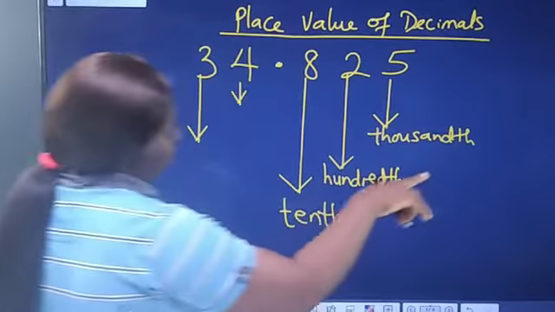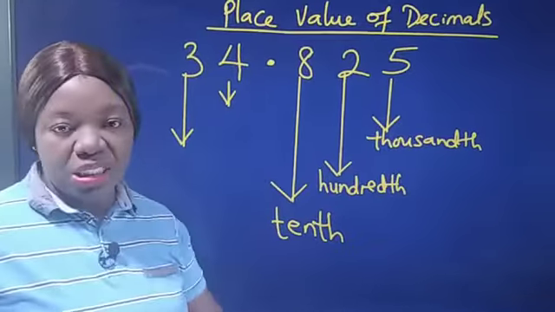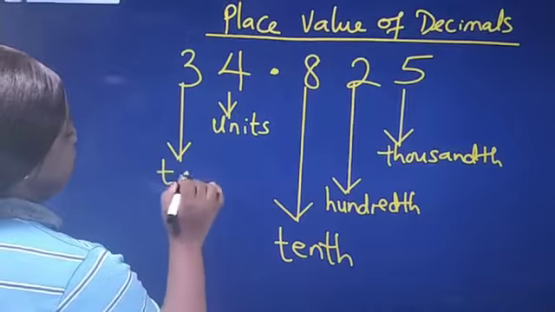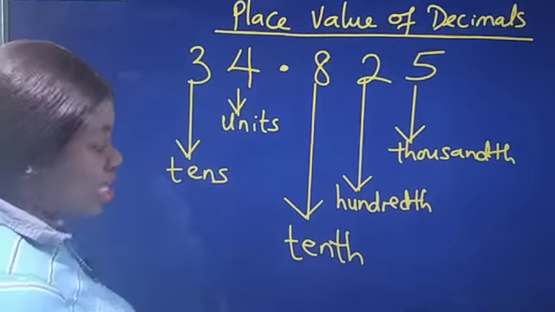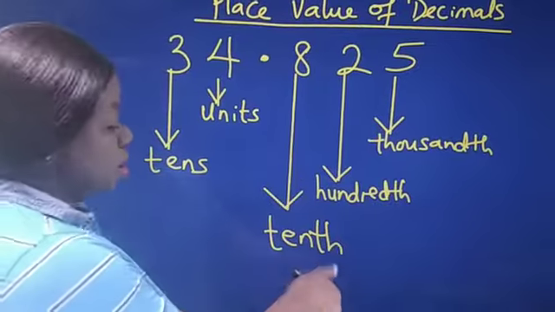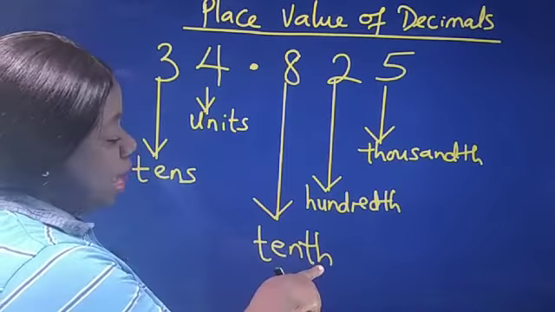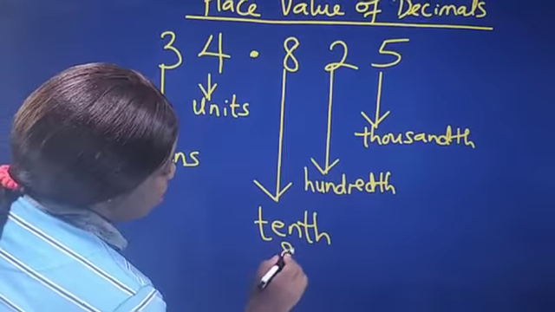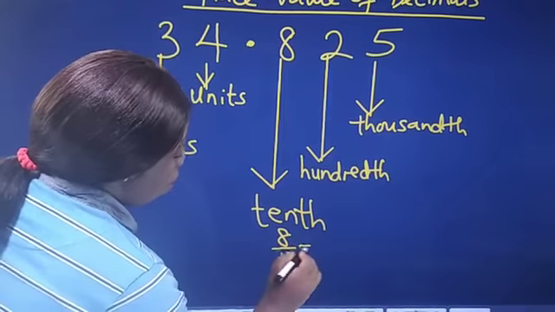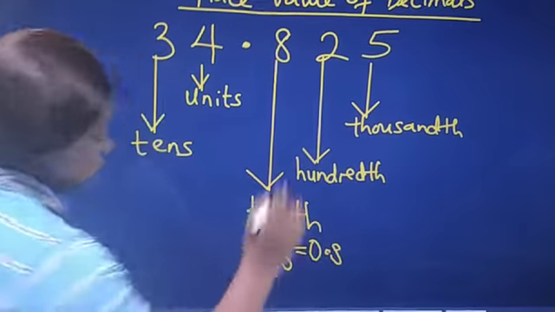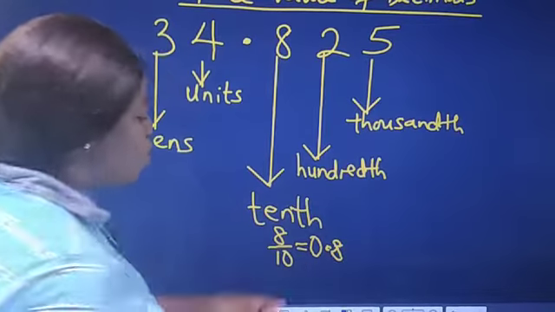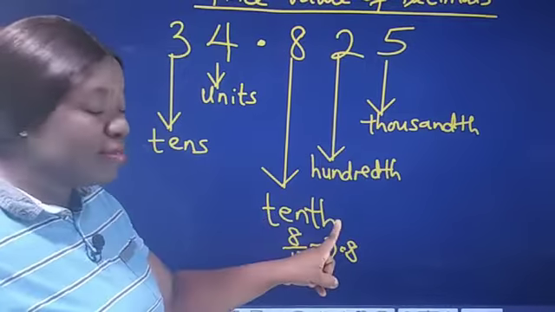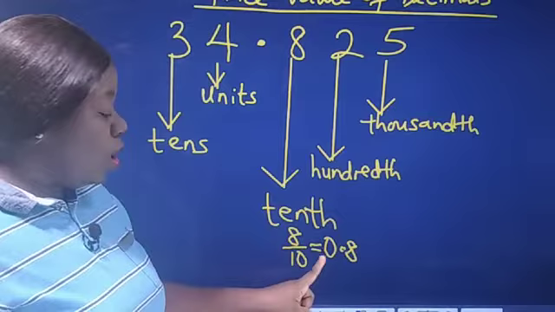Make sure you take note of the spelling. Numbers before the decimal point are whole numbers. So you have units for this, 4 units. This one you have tens. Keep going to the left hand side, but to the right of a decimal point, they are decimal numbers. Tenth, hundredth, thousandth. So which other way can we write 8 tenths? You will say 8 over 10 or 0.8. So these are the 3 ways in which you can write this particular digit in this number: 8 tenths, 8 over 10, or 0.8.